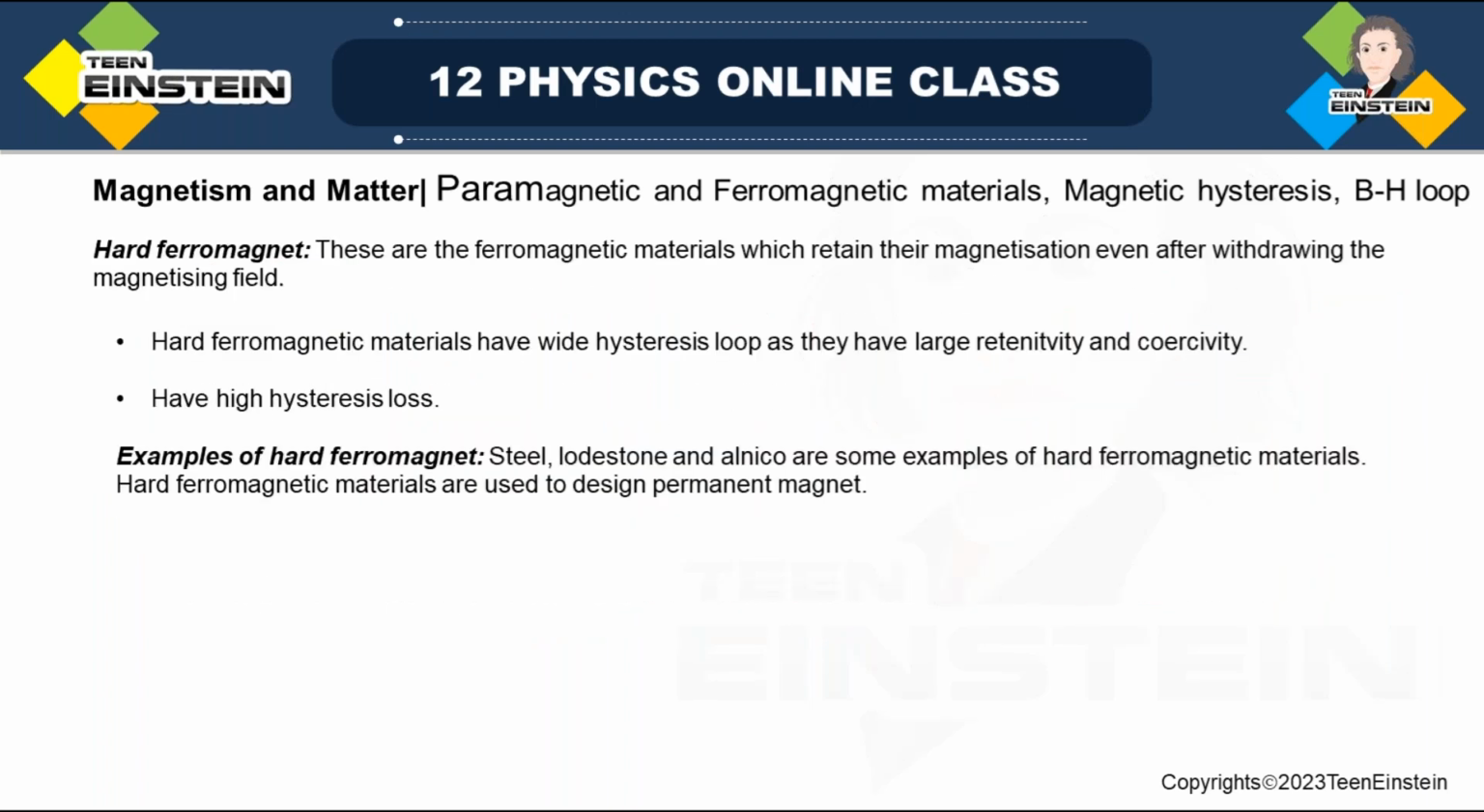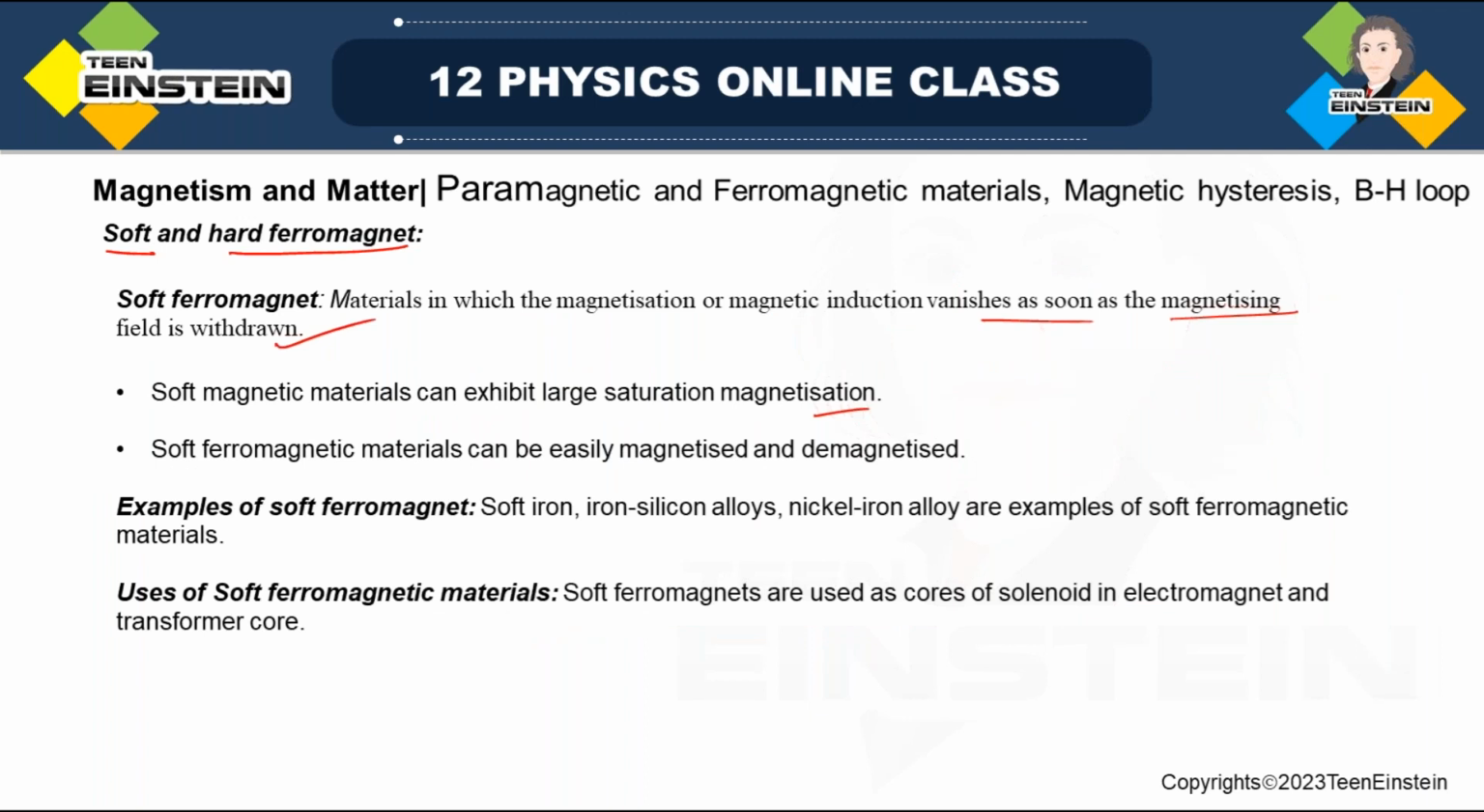So we could see that soft magnetic materials are those where the magnetic induction vanishes as soon as the magnetizing field is withdrawn. Soft magnetic materials can exhibit large saturation magnetization. Soft magnetic materials can be easily magnetized or demagnetized.